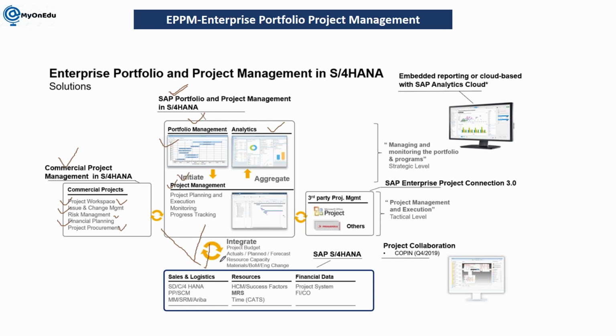Here, project system is the controlling, core module, which integrates with different modules. Some of the modules it can be integrated with are sales and distribution, material management, SRM, Ariba, SCM, MRS, timesheet, and FICO.